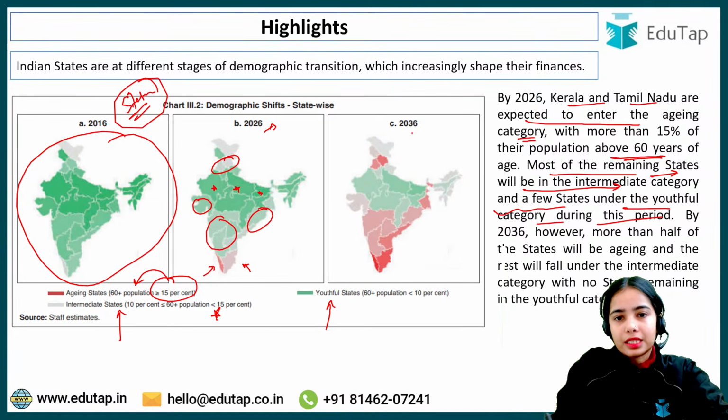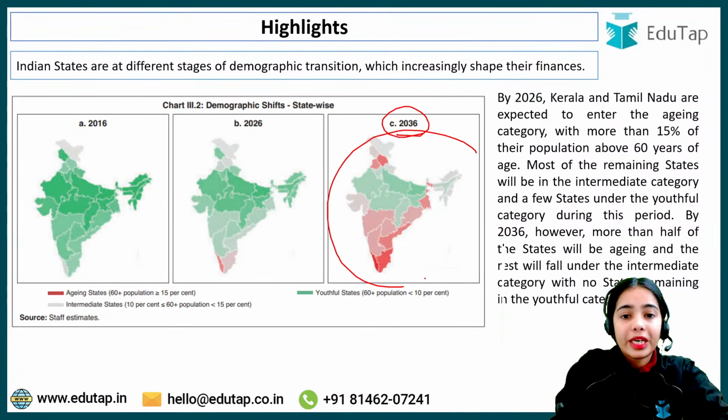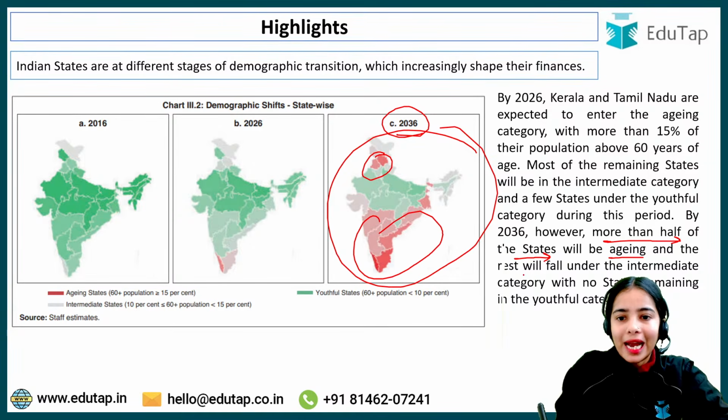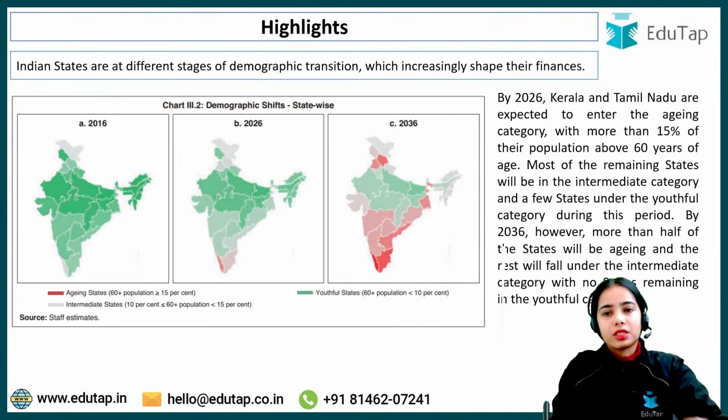By 2036, you cannot see dark green here. So by 2036, more than half of the states will be aging, and the rest will fall under the intermediate category, with no states remaining in the youthful category. So this is the idea.